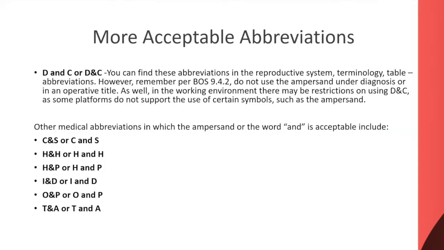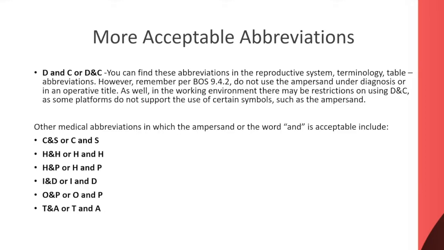More acceptable abbreviations. So D and C or D and the ampersand C. You can find these abbreviations in the reproductive system, terminology table abbreviations. However, remember per BOSS 9.4.2, do not use the ampersand under diagnosis or in an operative title.